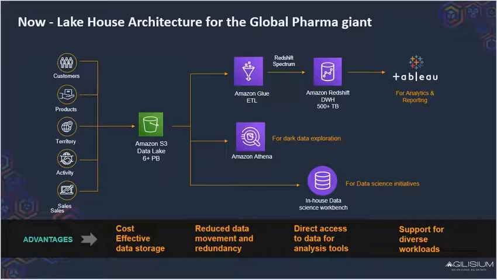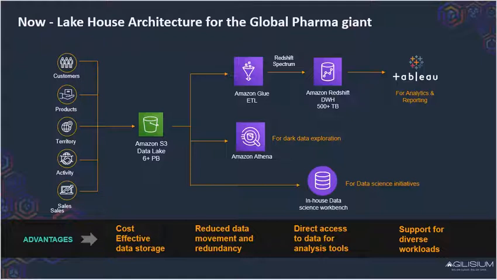This helped us a lot in diversifying the workloads, and users had direct access to the data. We were able to host our in-house data sciences workbench on top of S3, so that the data sciences community benefits. This was a huge success, and the customer is very happy with what we have today, with the scalable and performant environment.